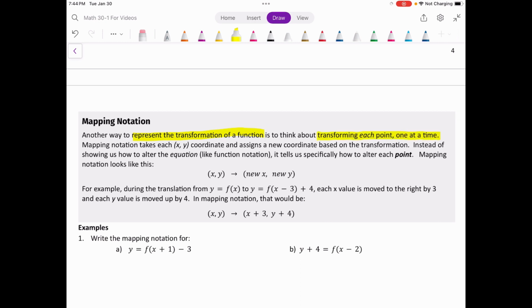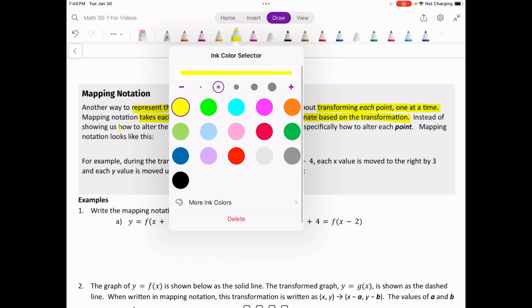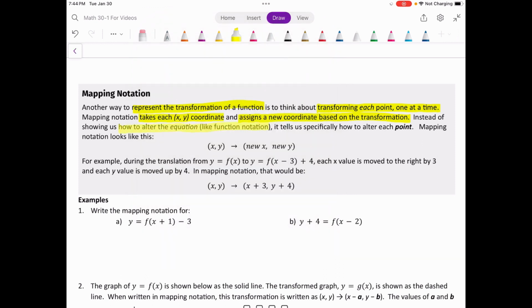What mapping notation does is it takes each xy coordinate on the original function and assigns a new coordinate based on the transformation. So it is very much just like instructions. It says here's how you're going to go from an original point xy to an image point that's going to have a new x value and a new y value. Instead of showing us how to alter the equation overall, like function notation does, it tells us specifically how to alter each point, right?